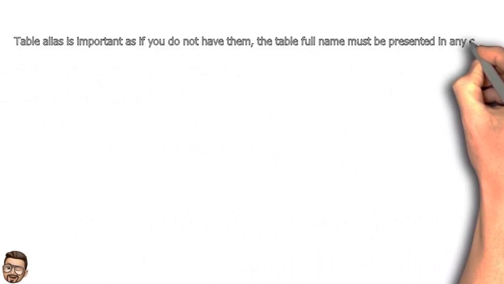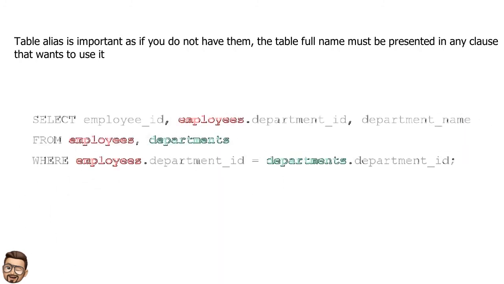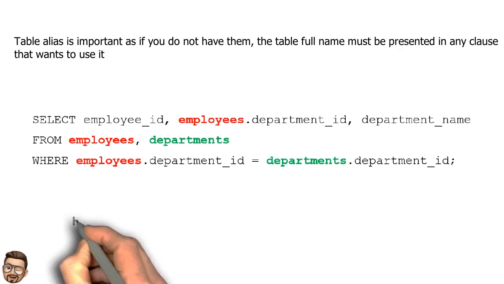Let's take a look at this SQL, in which the table aliases are not used. If you take a look, full table names are needed in the qualifier of the select clause and full table names are also needed in the where clause. Your SQL is longer than the previous one. As we know, we need to keep our SQL code smaller. Hence, table aliases are very important.